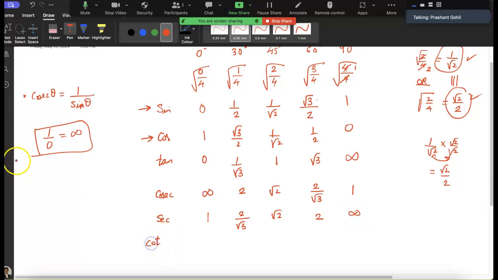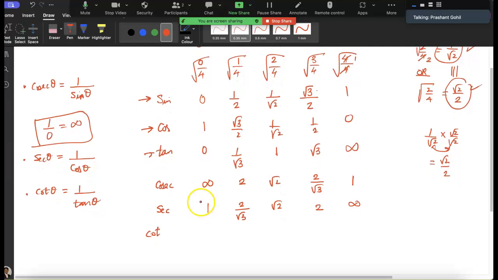Tell me cotangent. Remember that sec is reciprocal of cos, and your cotangent or cot is reciprocal of tan. So you look at this and you take the reciprocal of each of them. Infinity. Yes, very good. Then root 3. Reciprocal, don't change anything. Root 3. Okay, then 1. Then 1 upon root 3. Zero. Very good. Excellent.